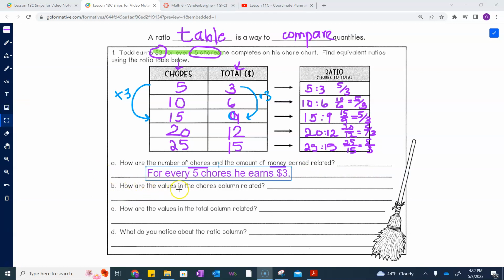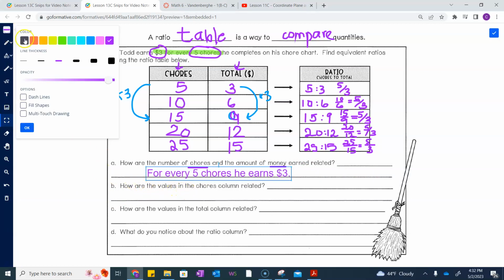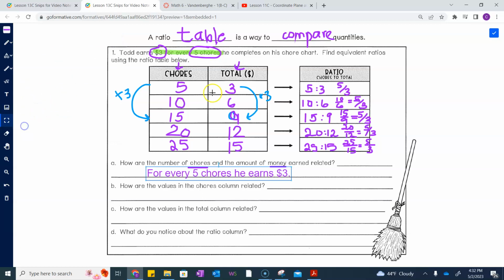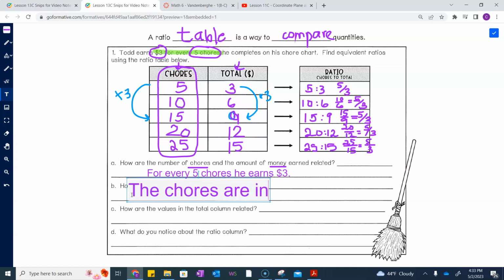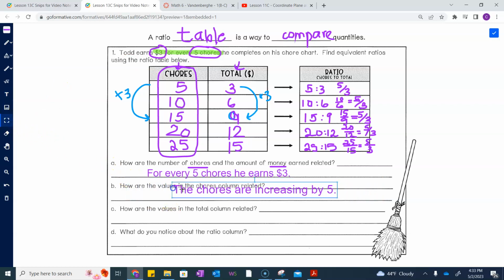Now we're asking, how are the values in the chores column related? So we're going to look at the chores column only. That would be this column right here. And what we notice is the chores always are increasing by 5. Every time we went up, we added 5 more chores to the number before it.